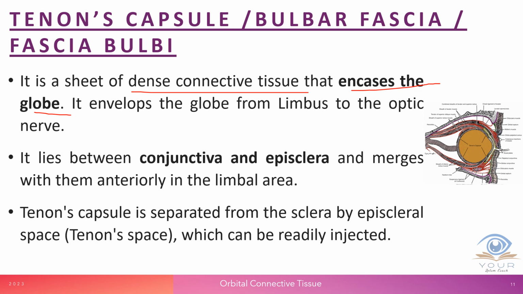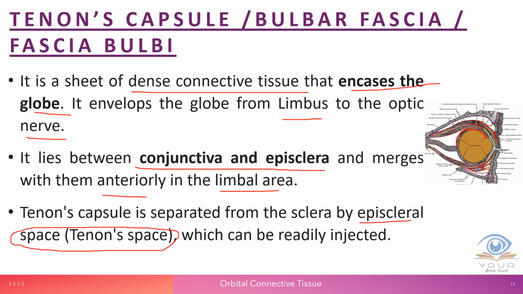It envelops the globe from limbus to the optic nerve. So the Tenon's capsule starts from here, encases the globe from limbus to the optic nerve, superiorly as well as inferiorly. It lies between the conjunctiva and episclera and merges with them anteriorly in the limbal area. Tenon's capsule is separated from the sclera by the episcleral space, also known as Tenon's space, which can be readily injected.